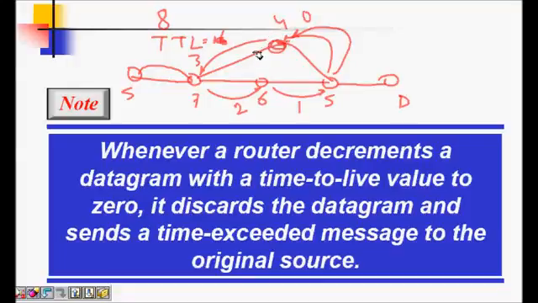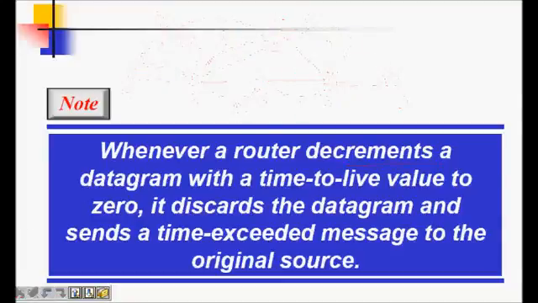Now some error reporting mechanism should be there, saying that it did not reach D and somehow exceeded the hop length. So an ICMP error message will come to the source. Whenever a router decrements a datagram's time to live value and it becomes 0, it discards the datagram so that it does not keep on moving inside the loop or because of wrong routing, and it sends a time exceeded message to the original source, saying that time has exceeded and it has not reached its destination.